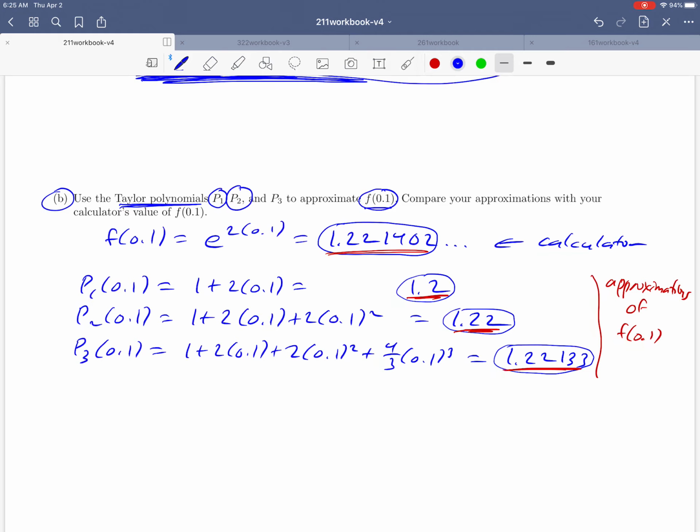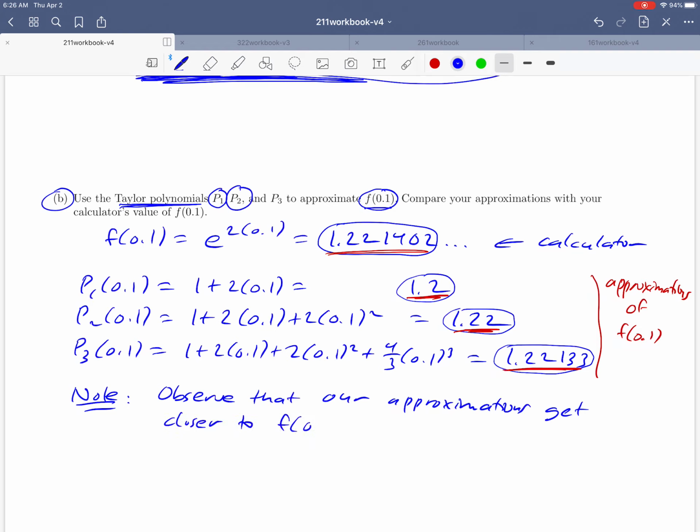Okay, so we'll make one comment just to kind of tie this together. So observe that our approximations get closer to f of 0.1 as n increases. If we took P4, P5, we would just notice that these numbers that are coming out get closer and closer to this f of 0.1 up here that we calculated. Okay, and we'll see the same behavior in future examples that we do.